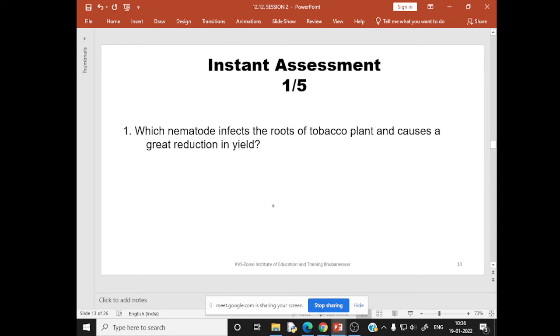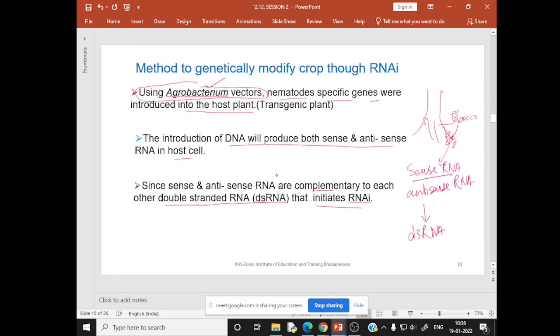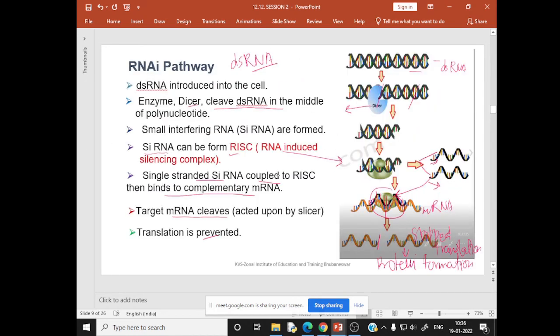Okay, and the double-stranded RNA will then enter into the host plant with the help of a bacterium, and then it will work according to the steps that we have discussed. This is the complete pathway by which RNA interference works. So the double-stranded RNA has entered, it will be cleaved by Dicer, separated by RISC, and then complementary pairing is made by the RISC complex, and then it is cut into short fragments.